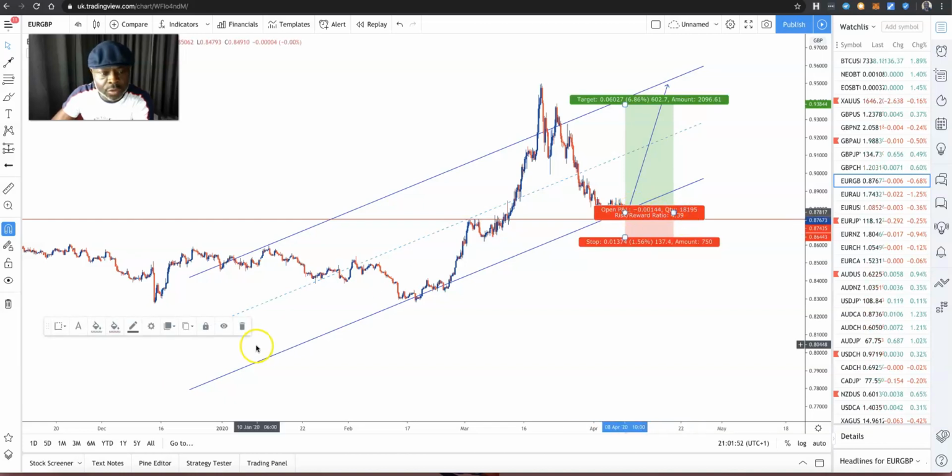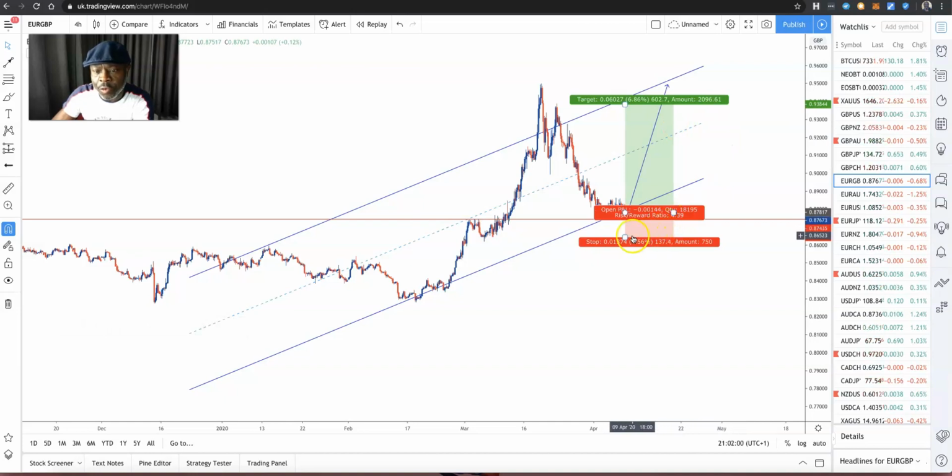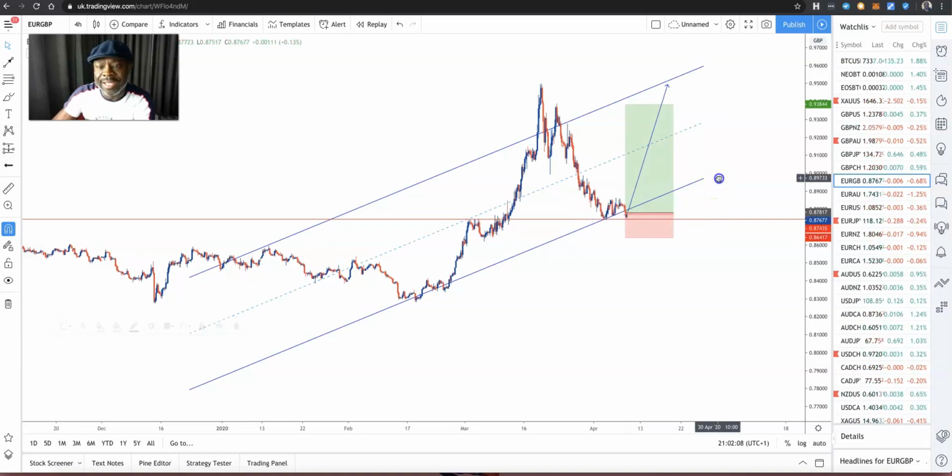The ratio is around 4.1 to 4. I don't know if you can see. Why is it not showing there? Let's see. You can even make it tighter risk, to be honest with you. So this is my idea right now.